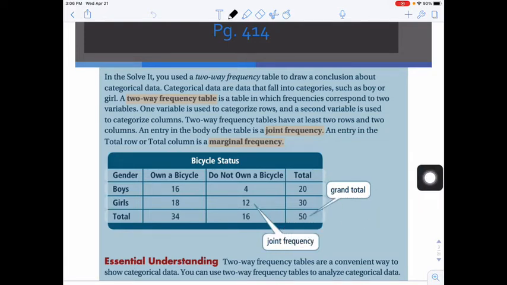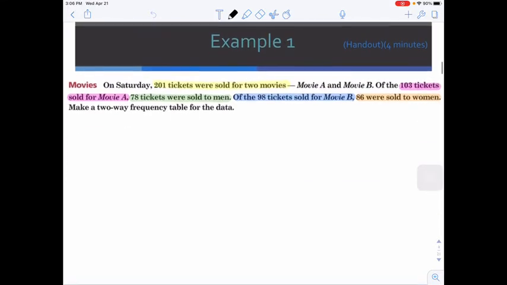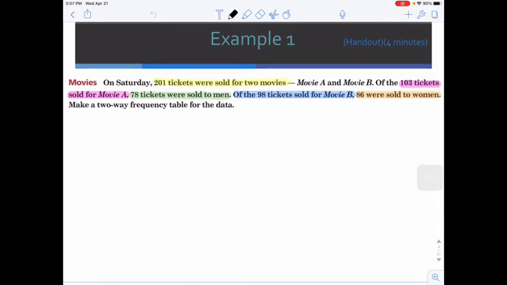Two-way frequency tables are a convenient way to show categorical data. You can use two-way frequency tables to analyze categorical data. Example 1 says, on Saturday, 201 tickets were sold for two movies, movie A and movie B. Of the 103 tickets sold for movie A, 78 tickets were sold to men. Of the 98 tickets sold for movie B, 86 were sold to women. Make a two-way frequency table for the data.